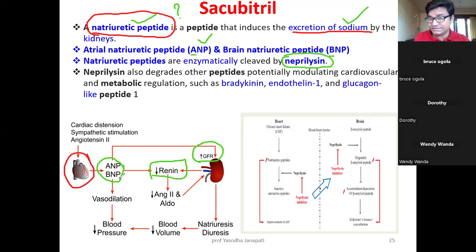There is a lot of research going on this neprilysin enzyme. They are also seeing that neprilysin is responsible for Alzheimer's disease. Lot of research. Maybe in the next 5 to 10 years, we may get one more neprilysin inhibitor used in Alzheimer's disease. Clear, please? Any doubt here?